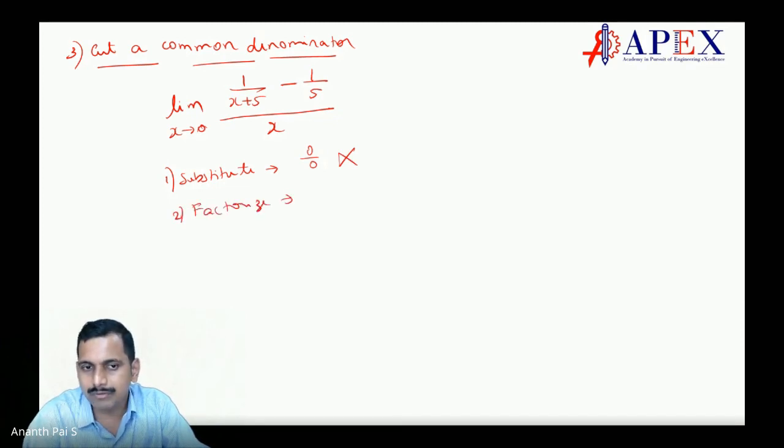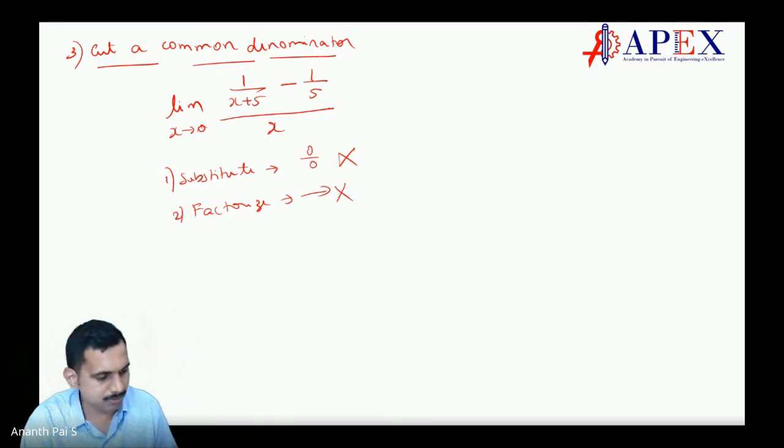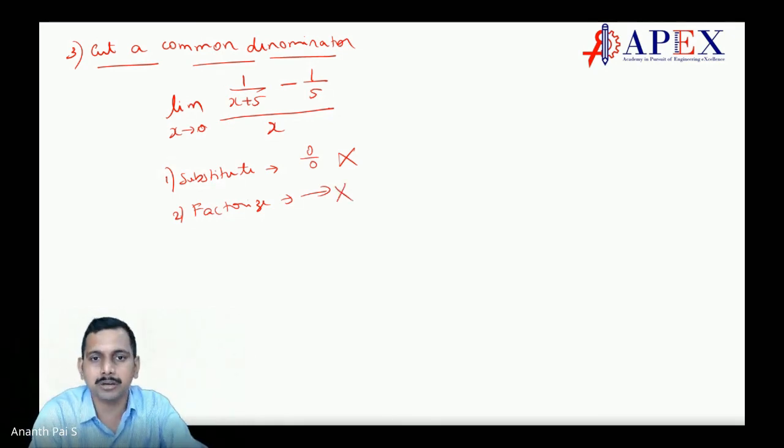How can you factorize this? It is not possible, so factorization is not possible. So next is to cut a common denominator. Can we do that? Let us see.